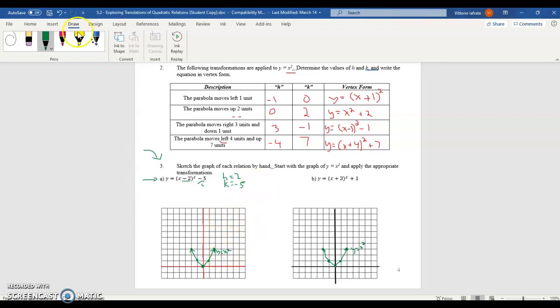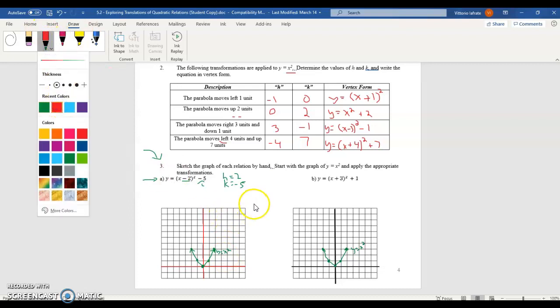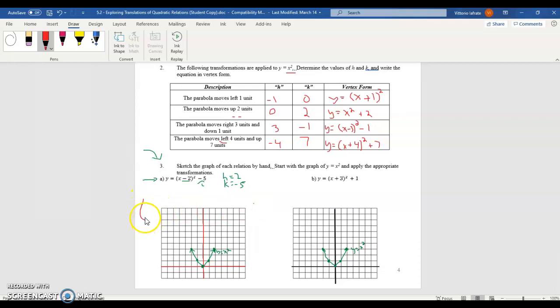So for the graph, I would choose a different color here. Let's choose red. I've already pre-drawn the y is equal to x squared graph into each grid so that we're comparing those graphs, those relations to the relation over here. So we're going to take a look at our points. Here I have point 0, 0. And so based on the equation above, my h is 2, so I'm moving to the right 2, so 1, 2. And then I'm moving to the bottom 5.